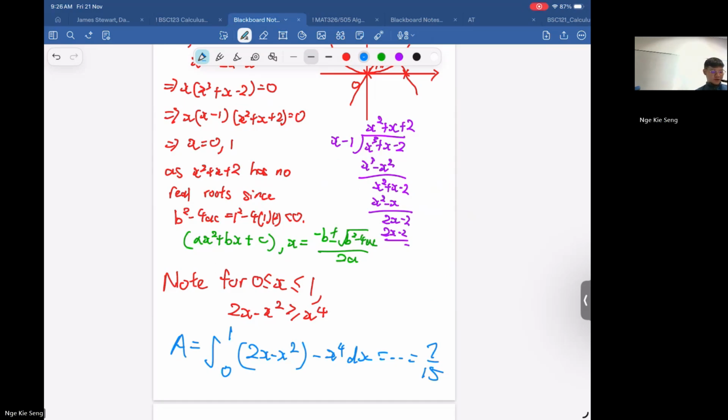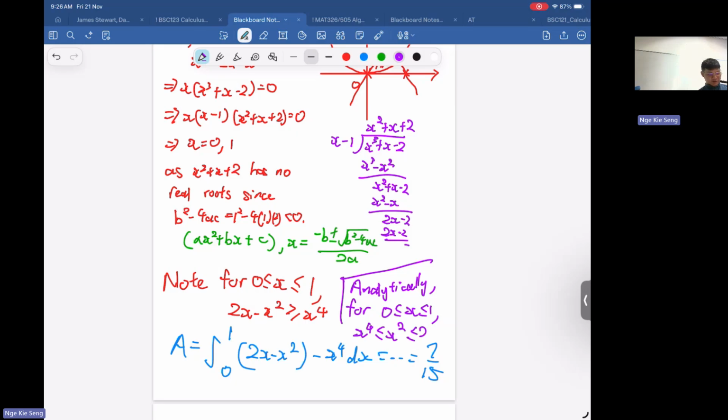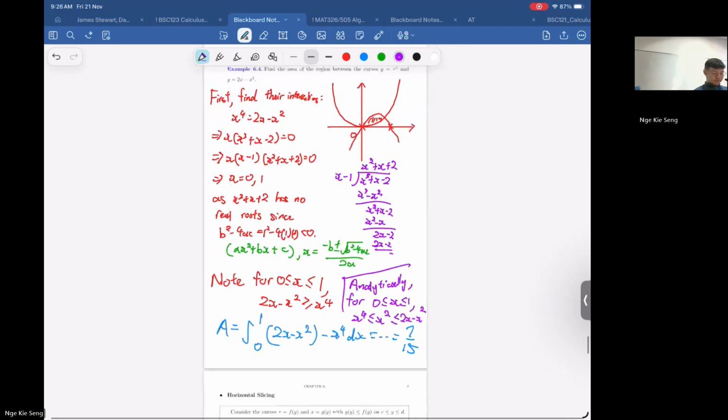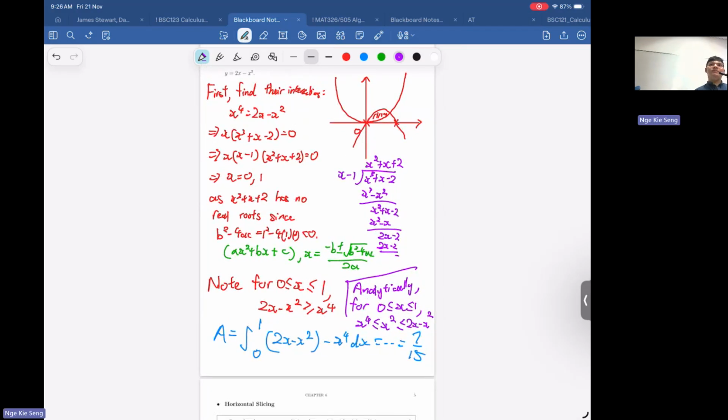So if you want to show it using an analytic way, how do you show this? For x in between 0 and 1, actually x to the 4 is less than or equal to x squared, even smaller. We just now already showed that x squared is less than or equal to 2x minus x squared. So you will get this inequality as well. Okay, so far, any question?